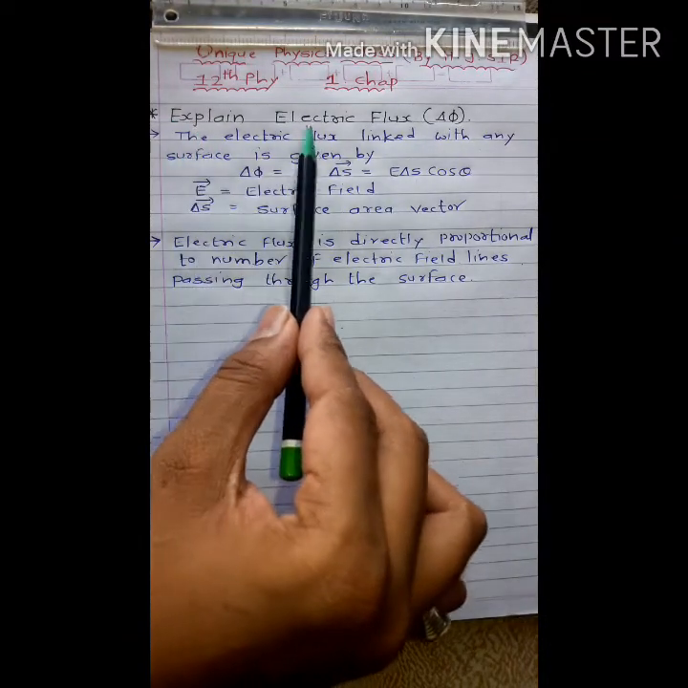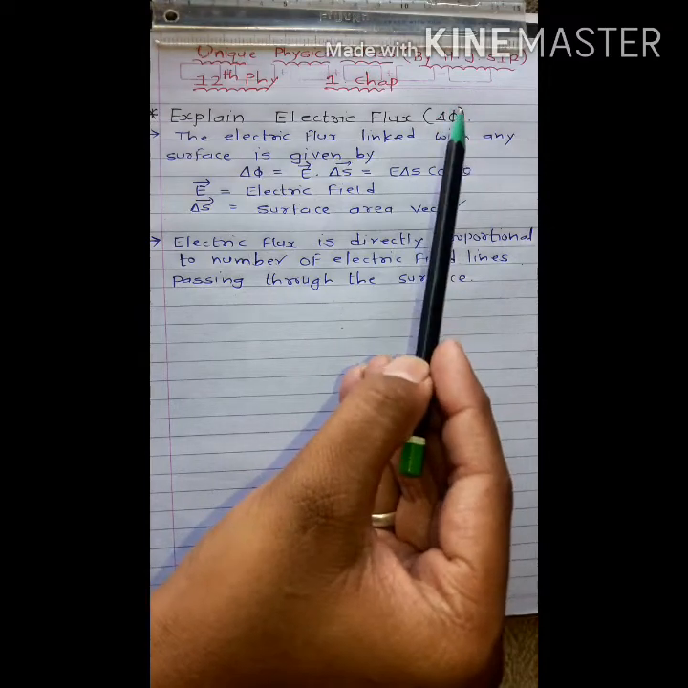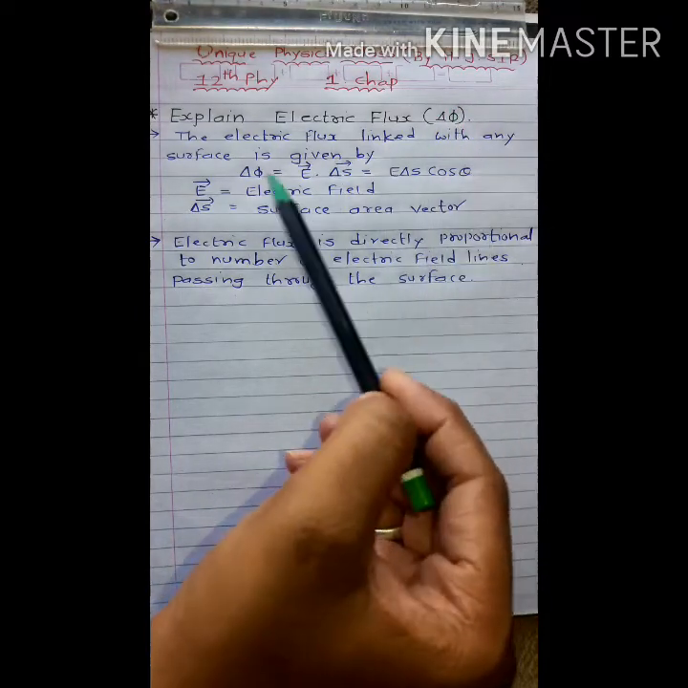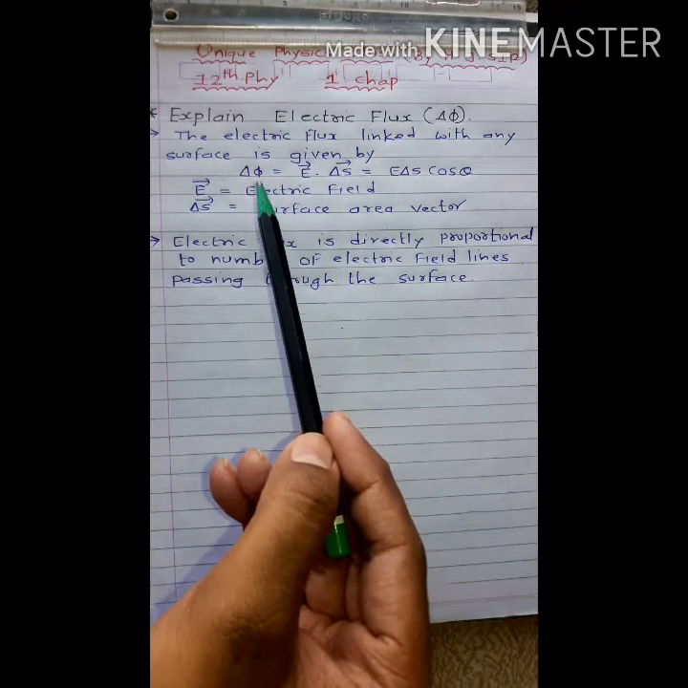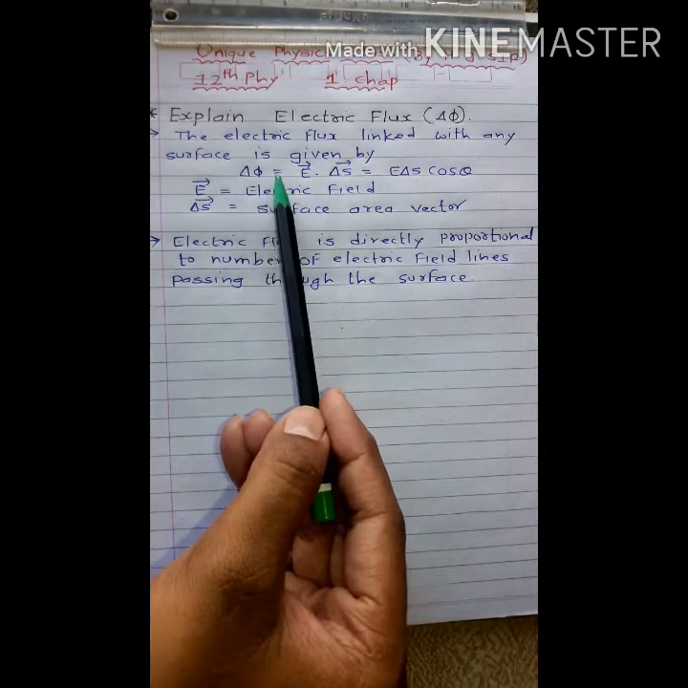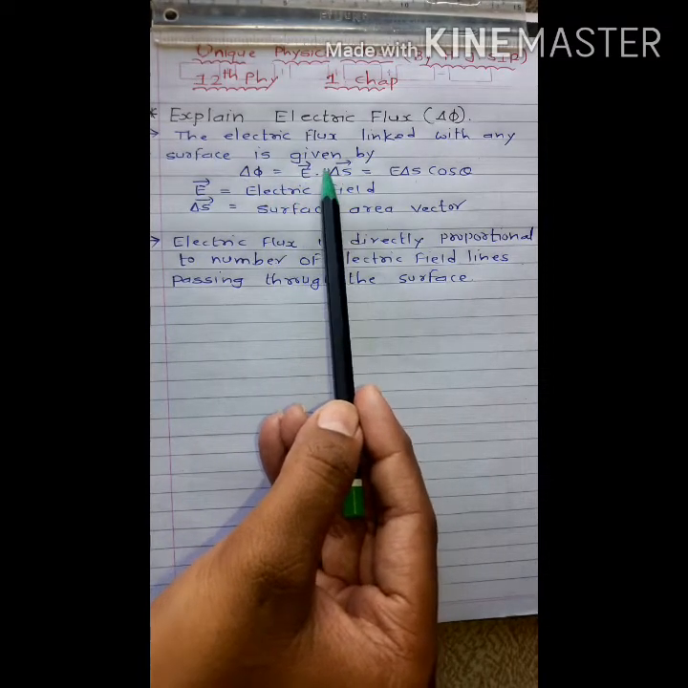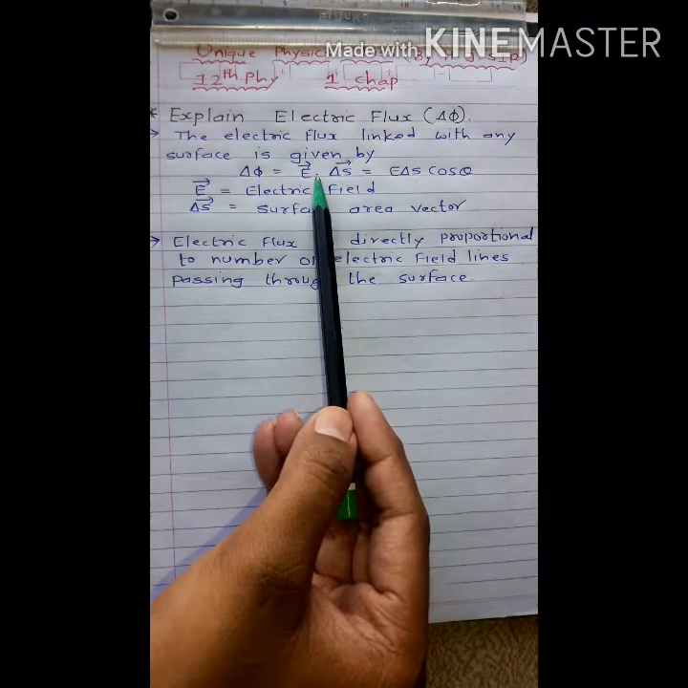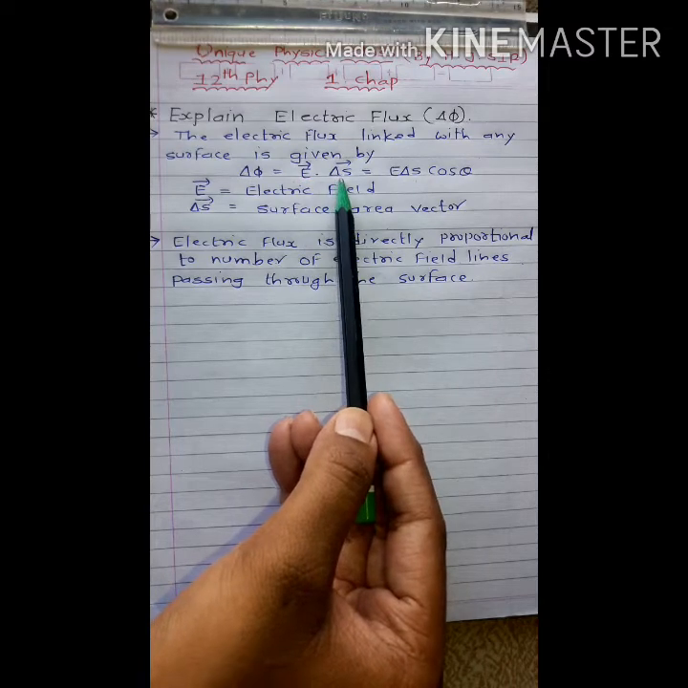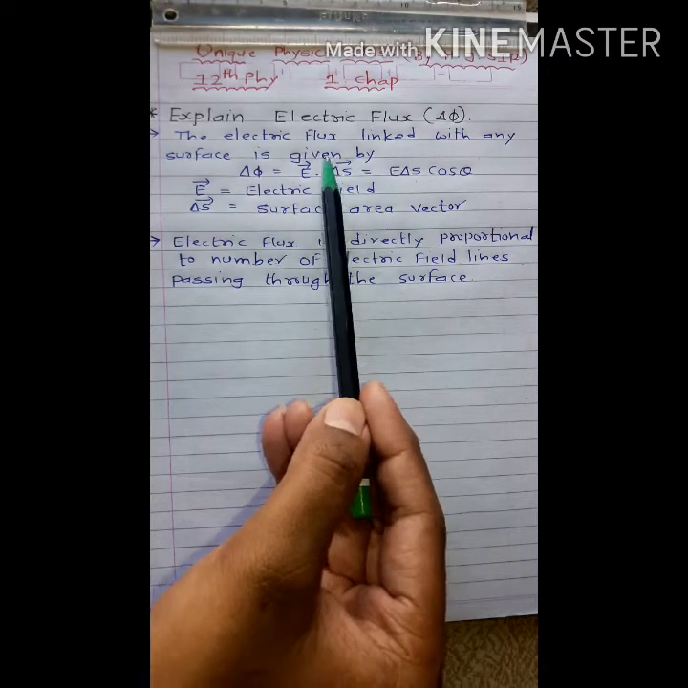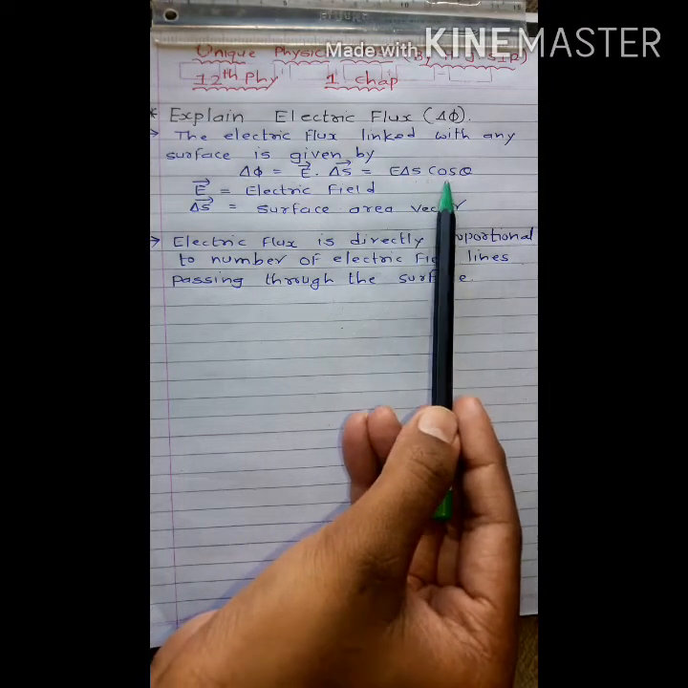Now the electric flux delta phi, remember the symbol of electric flux is delta phi, linked with any surface is given by, so this is our equation of electric flux. Delta phi is equal to vector E dot vector delta S. This is our dot product, scalar product. So delta phi is equal to vector E dot vector delta S. If we remove this dot product, then we can write this equation as E delta S cos theta.